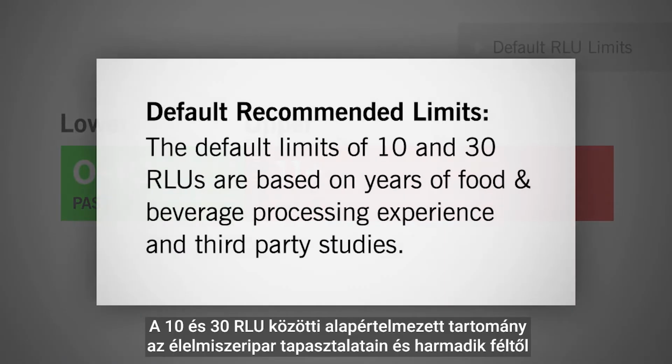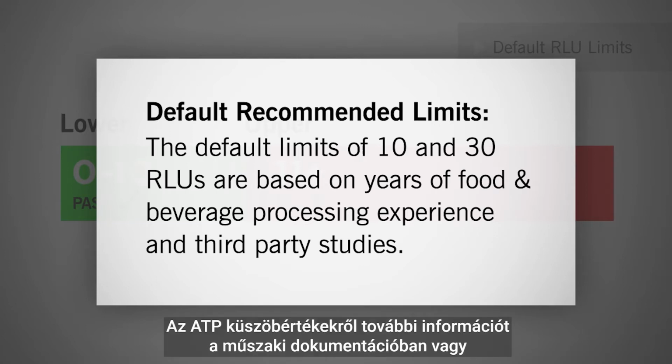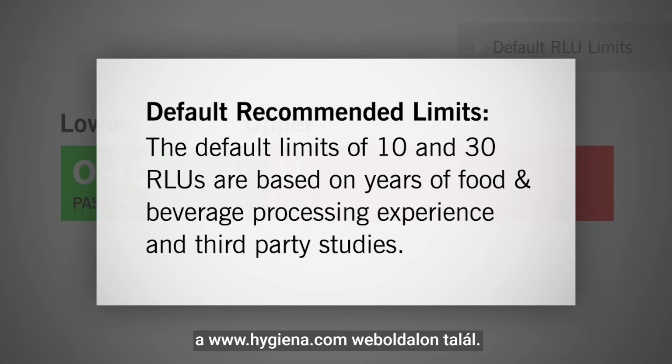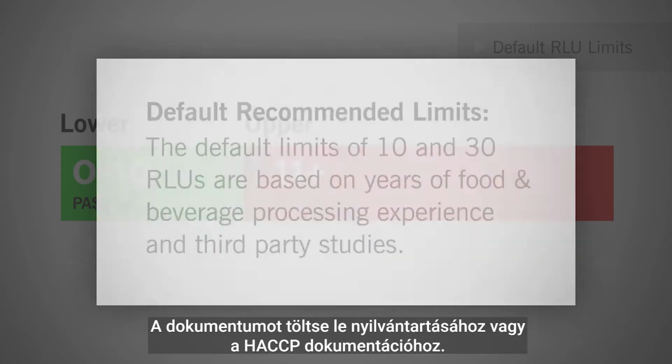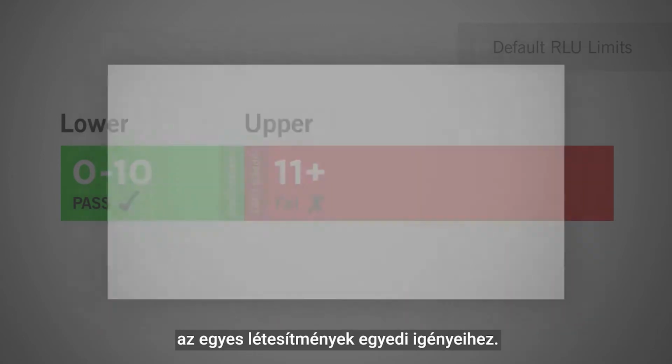The default limits of 10 and 30 RLUs are based on years of food and beverage processing experience and third-party studies. For more information, the ATP Thresholds technical document is available at Hygiena.com. Download this document for your records or HACCP documentation. Hygiena encourages users to validate these recommendations and adjust them to meet the requirements of each facility's unique needs.